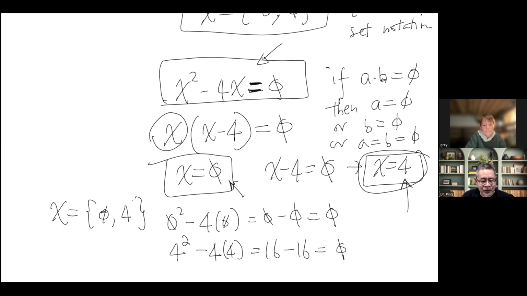Okay, let's try a couple. We have x squared plus 7x equal to 0. Let's do this one.